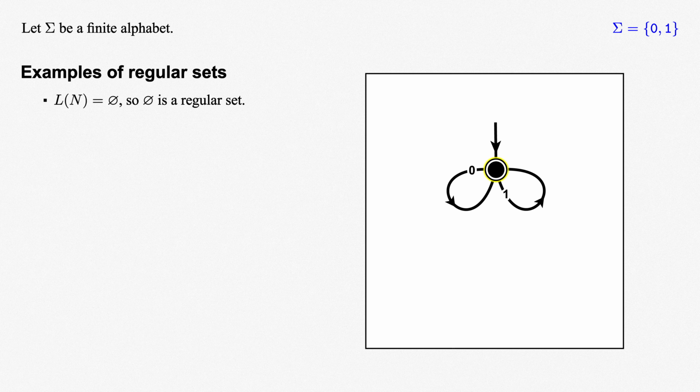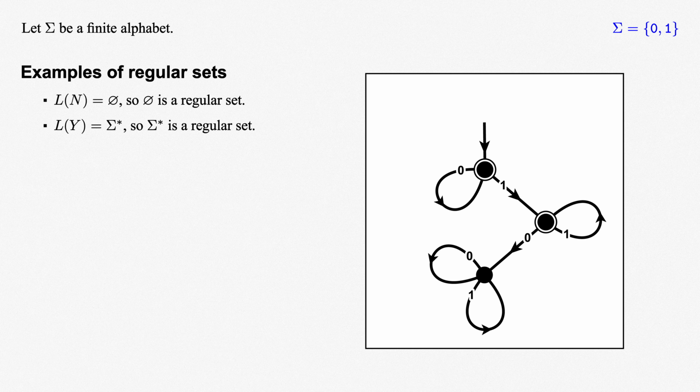Making that single state an accept state instead gives us a "yes" DFA Y that accepts every string in sigma star. This means that the set sigma star of all strings over sigma is also a regular set. We saw the DFA shown to the right in our first DFA video, and we determined the set that it accepted is the set {0^m 1^n : m and n are greater than or equal to 0}. This set is thus, by definition, regular, and it gives us our first non-trivial regular set.